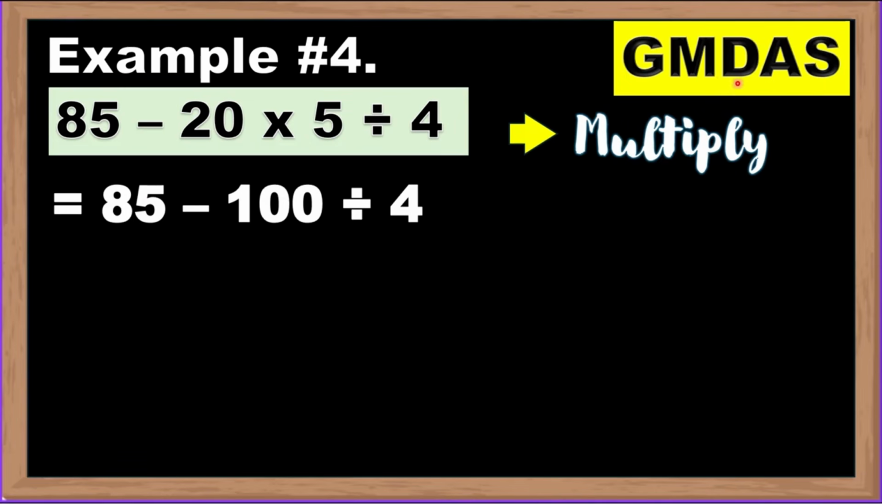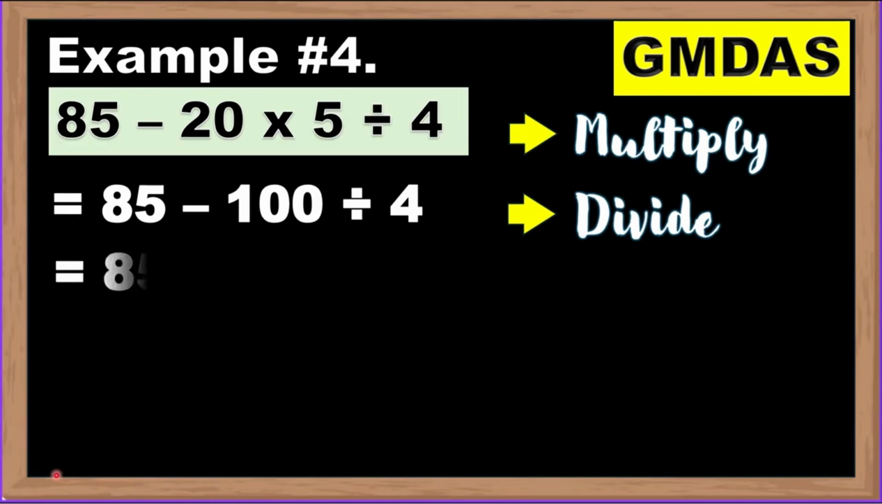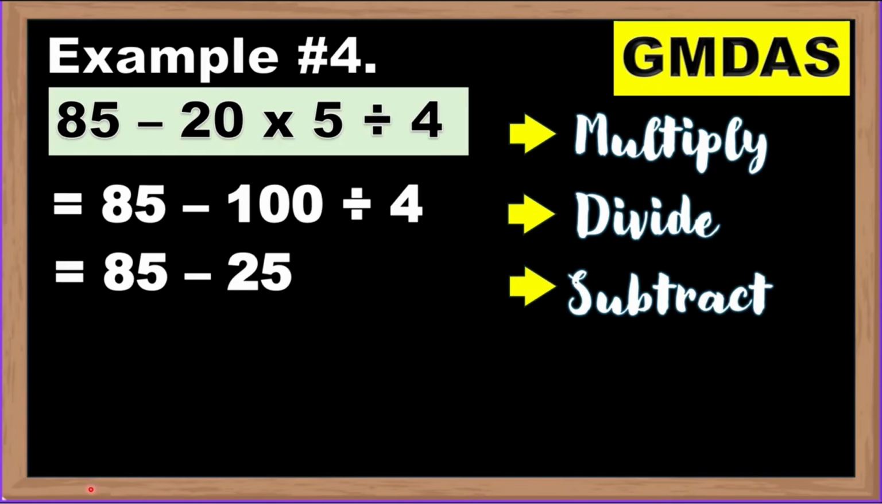And the next is D, which is divide. We rewrite 85 and then 100 divided by 4 equals 25. And then the next one is subtraction. So we subtract 85 and 25. Therefore, 85 minus 25, the answer is 60. And the final answer is 60.